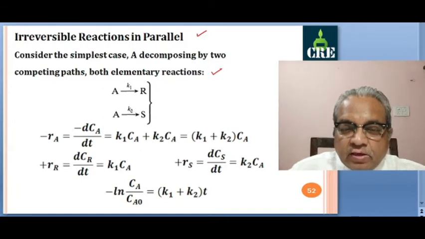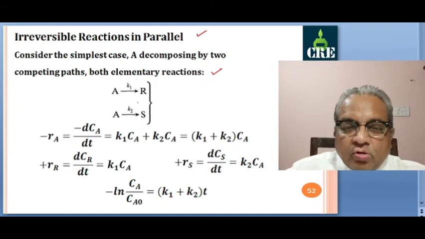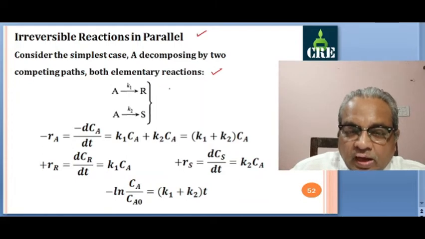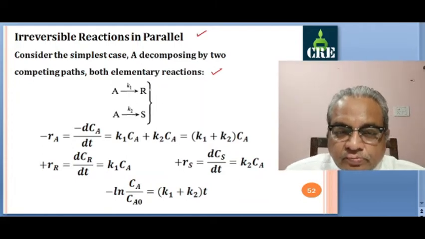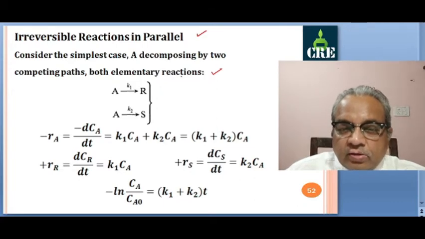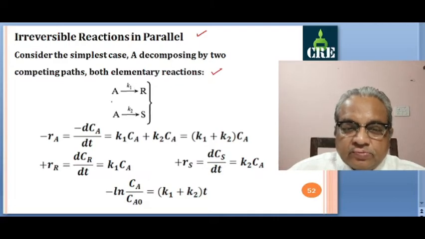So reaction rates are different. A is giving R, A is giving S. That means these are reactions in parallel or these are competing with each other. Depending on the value of K1 and K2, if K1 is higher than K2 or K2 is higher than K1, you will get formation of R or S. So if R is the desired product, you want this in more quantity and this in less quantity. So you will try to suppress this reaction and enhance this reaction.